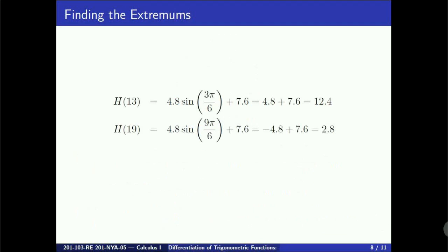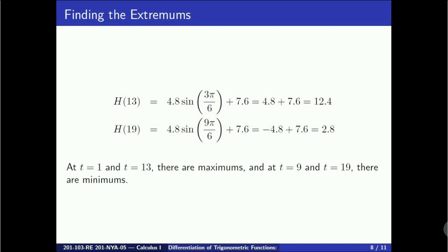With 13 and 19, we can repeat the same process. At 13, we get an angle of 3 pi over 6, that's pi over 2, which gives a sine value of 1. And at 19, we get 9 pi over 6, that's 3 pi over 2, that gives us a sine value of negative 1. And we again get 12.4 feet when t is 13, so that's at 1 p.m. And at t equals 19, which is 7 p.m., we get a minimum of 2.8. So we get 2 maximums and 2 minimums, basically.